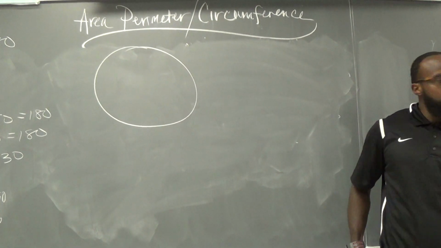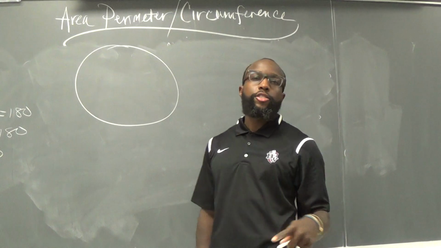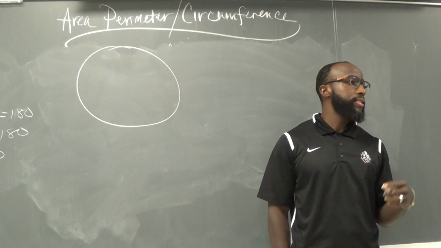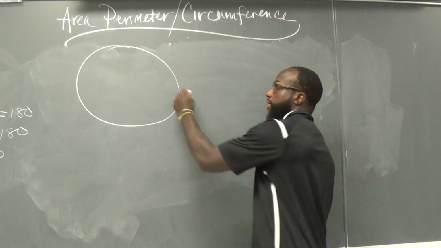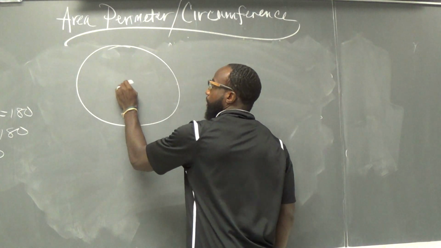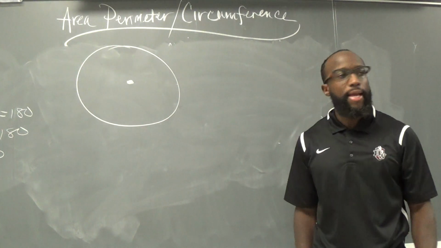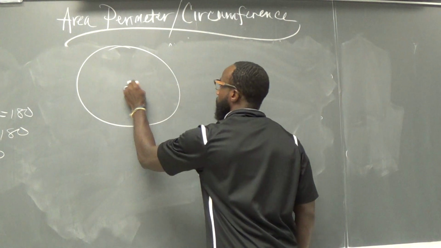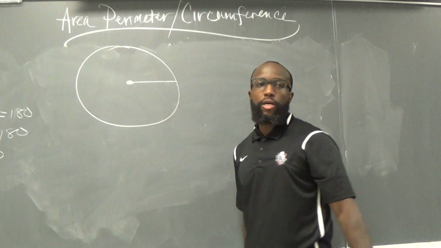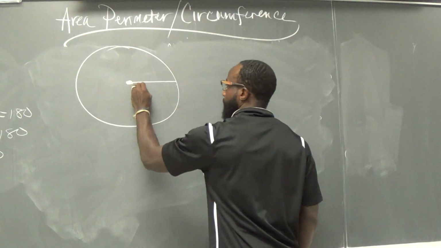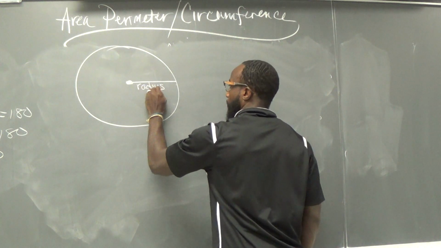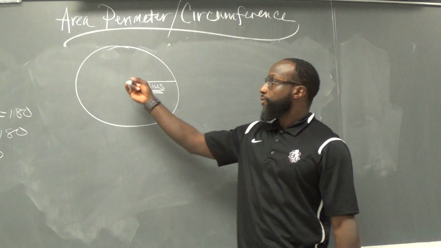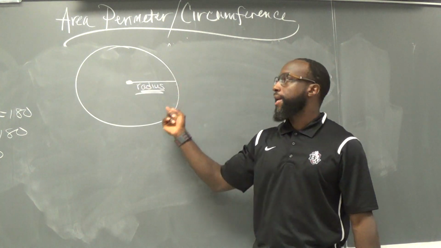The area of a circle is the space inside. Now, circles have different names for their parts. For instance, this is the center of a circle. Everything derives from the center of the circle. From the center to the edge of a circle is called the radius. It's important that the distance from the center to the edge is the same everywhere.